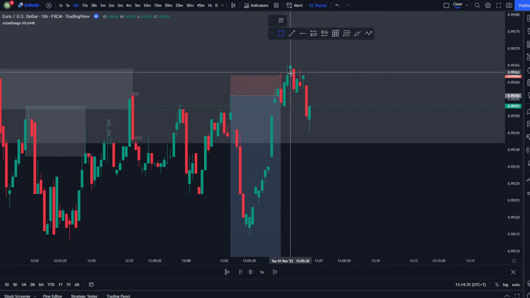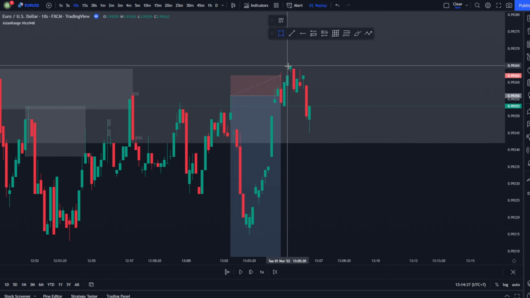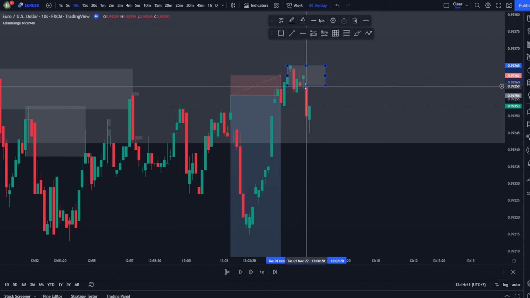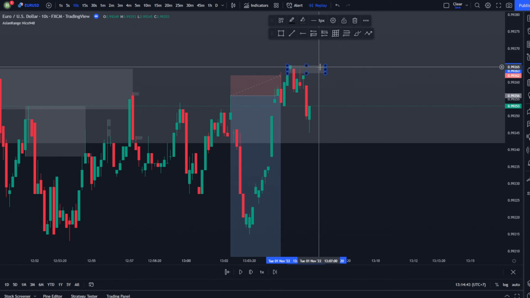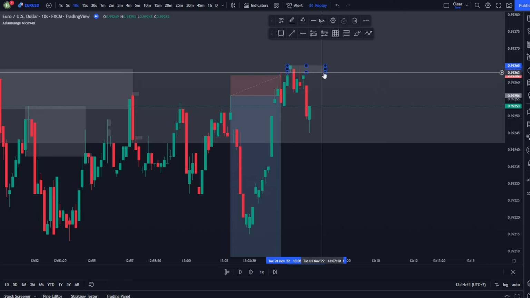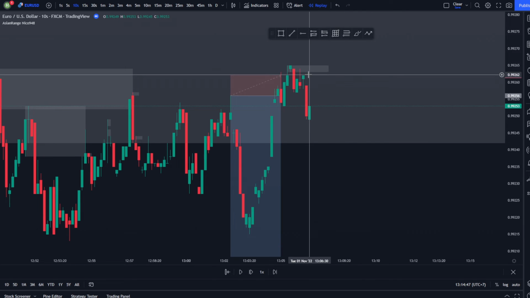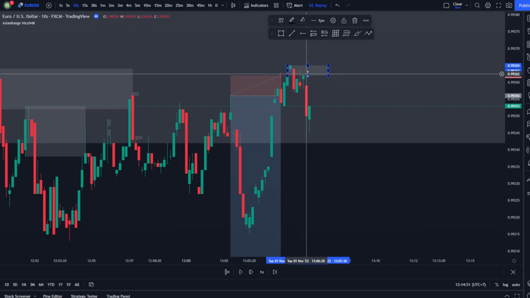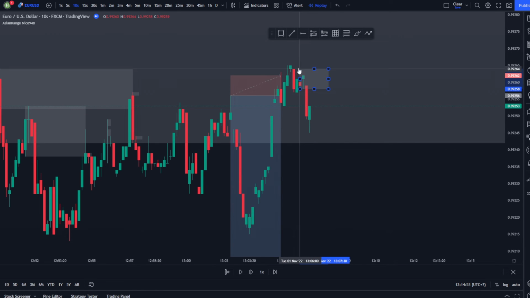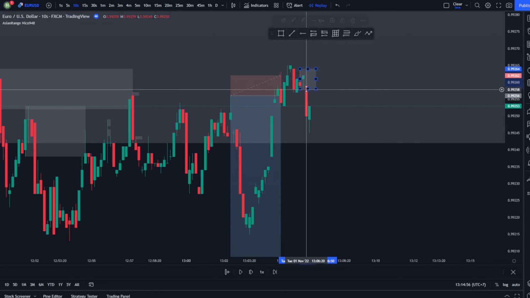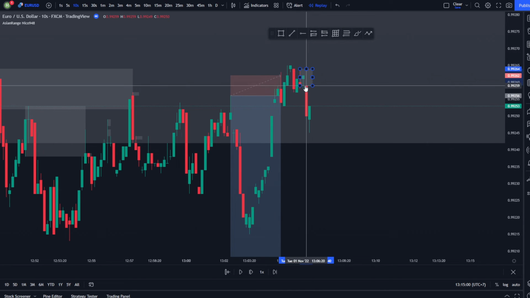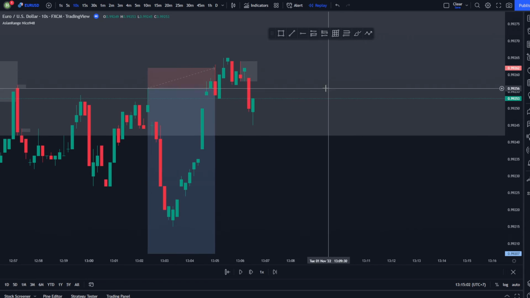So we have this here, and I think 50% of it has already been mitigated. Okay, so we had this weak trick. We had this create a weak trick. It's 50%, and you can see that 50% of it is already mitigated.